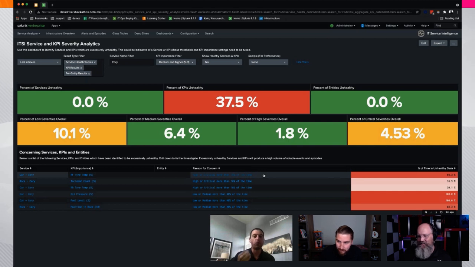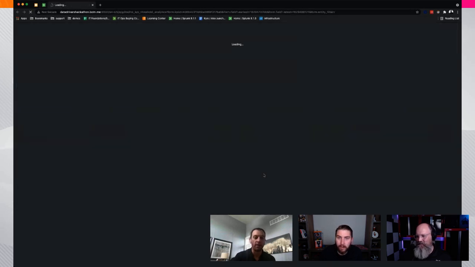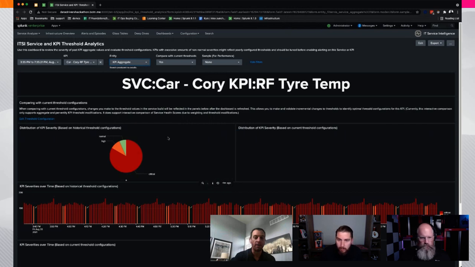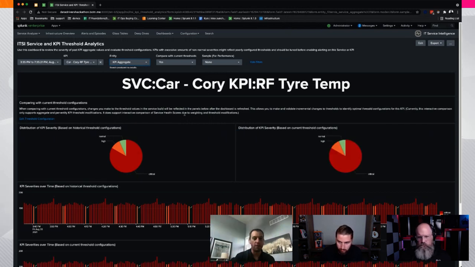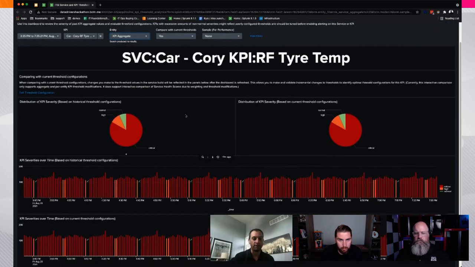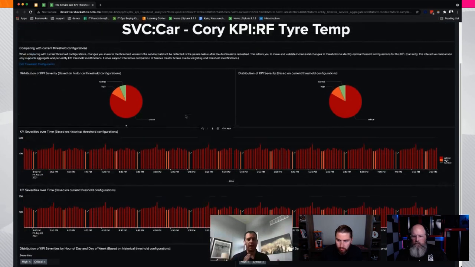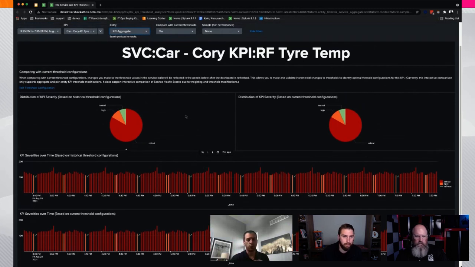So let's dig in a little bit deeper on this KPI and try to understand how it's behaving. If we click on that row in the table there, we're going to be driven deep into this particular KPI and all the information about it. Our time frame has carried forward from one dashboard to the other, so we're looking at this KPI's behavior over the last 4 hours.